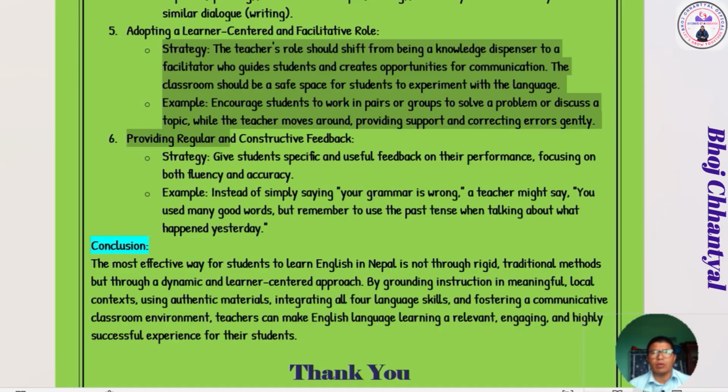6. Providing regular and constructive feedback. Strategy: give students specific and useful feedback on their performance, focusing on both fluency and accuracy. For example, instead of simply saying, your grammar is wrong, a teacher might say, you used many good words, but remember to use the past tense when talking about what happened yesterday.